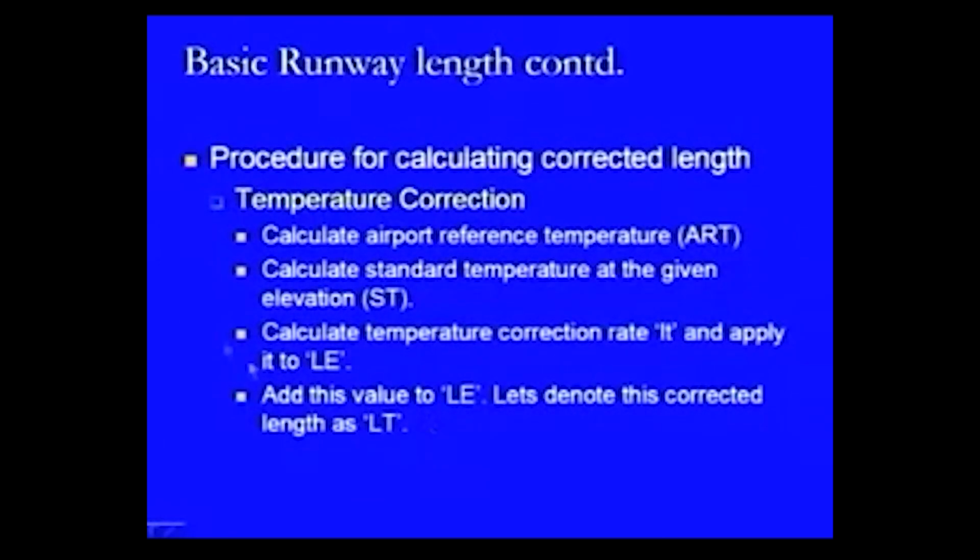Then we come to the temperature correction, and we first calculate the ART, that is the airport reference temperature. Then we calculate the standard temperature at the given elevation as T. Then we calculate the temperature correction rate as shown previously, and this correction is to be applied to the length which we have already computed after the previous correction, that is LE. Once we apply it, the new length will be LT, where LT is nothing but LE plus a small lt.